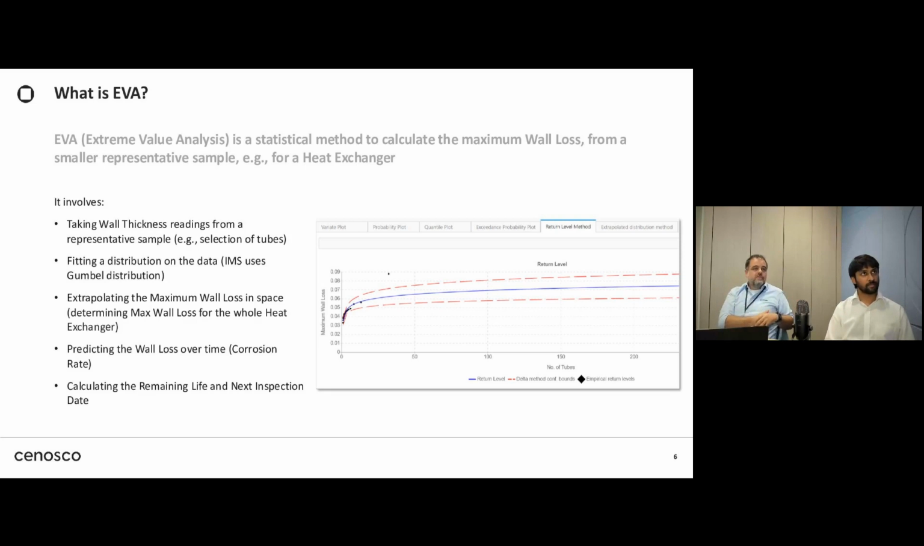Fitting on a distribution. So the process will have looking at the maximum wall loss, fitting the distribution. Can I apply the methodology? Can I extrapolate? We're going to predict the maximum wall loss over time as a corrosion rate, right? And what we are looking at is the remnant life, right? Or the remaining life and the next inspection date. That's quite a good output to look after, to say how long that equipment will last, and when is the safest point to inspect that equipment.